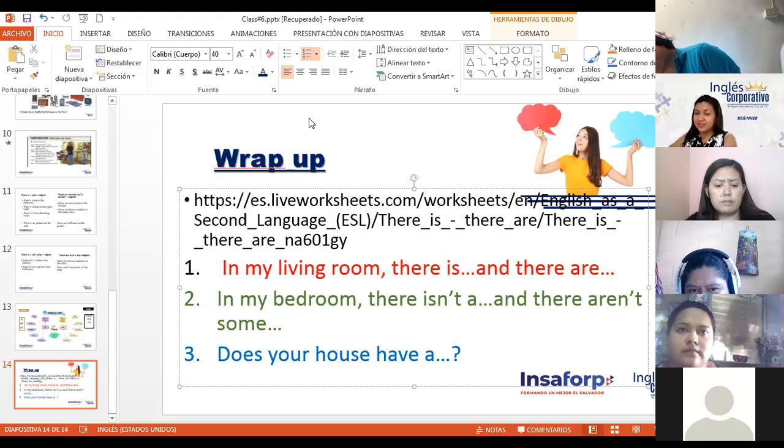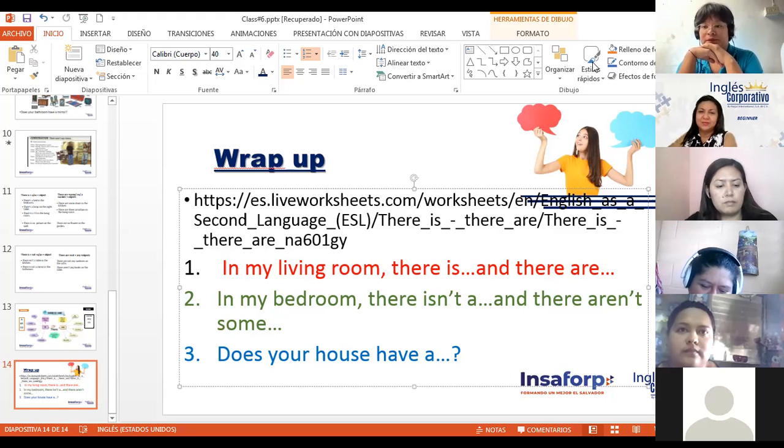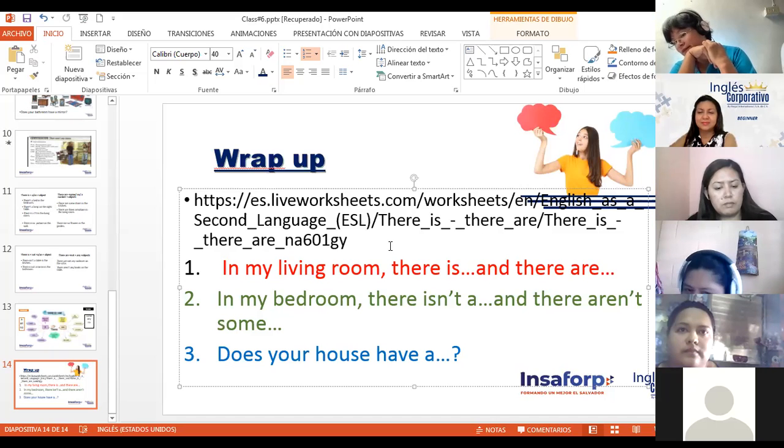In my bedroom, there is a bed. Okay, thank you, Byron. Thank you so much for your examples. See you tomorrow. You can also say another place. Garage, the bathroom, the kitchen, the garden, etc. Does your house have a garage? Yes, it does. Okay. Another person? Solo con una que me digan es aquí. It's okay.